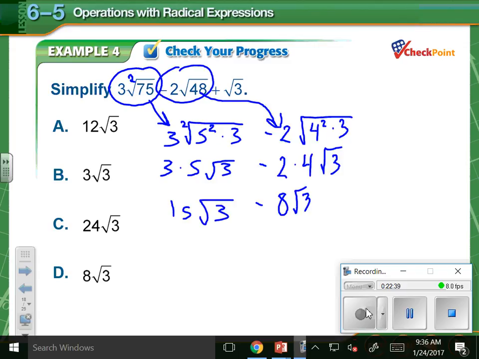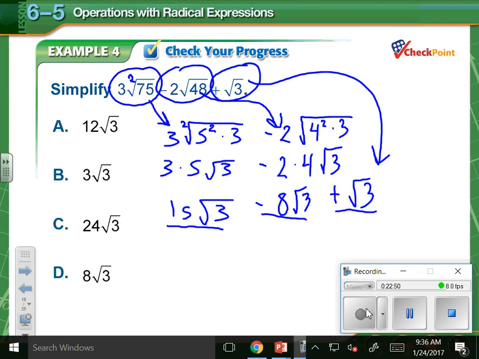And then, nothing to do with that except to bring them down, plus root 3. So we have 15 root 3s, and they all happen to be root 3s. If they weren't all root 3s, you'd only put together the ones that have the same roots and leave the others separate. Well, 15 minus 8 plus 1. 8? I think. 15 minus 8 is 7, plus 1 is 8. We're hoping for D. Good.